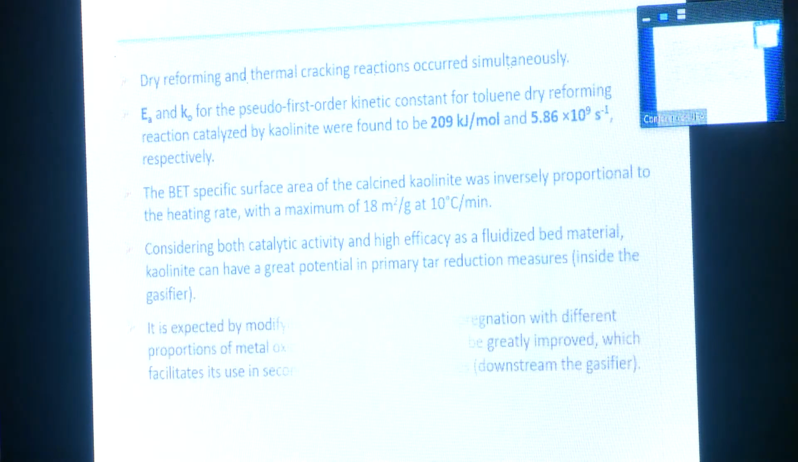And if we look at two factors here, the activity of kaolinite at such temperature, which was 80% at 900 degrees Celsius, and also the physical rigidity of kaolinite, which means it can be used as a fluidized bed material. If you combine these two advantages, this makes kaolinite a strong candidate as a potential catalyst for tar removal, especially if we want to enhance its activity by impregnating some transition metals on the surface of that catalyst, then we could achieve even higher conversion.